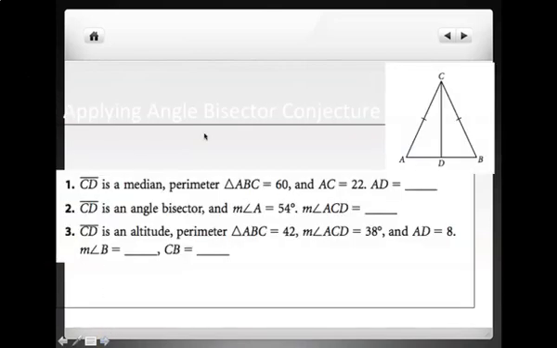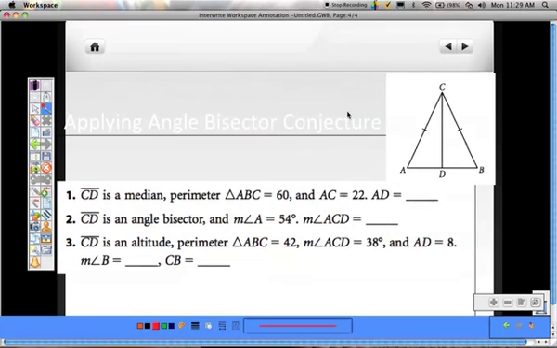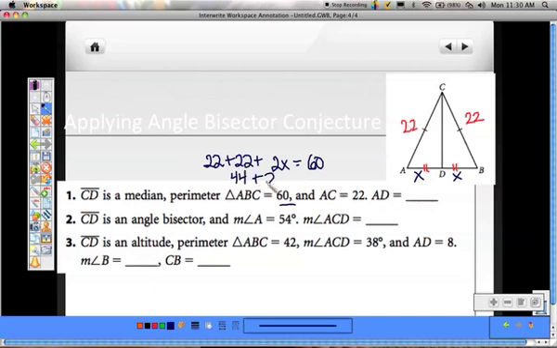So applying this, let's say CD is a median. If it's a median, then these two are the same. The perimeter is 60, and AC equals 22. What is AD? So these would also be 22. These would be the same. And we know it adds to 60, so we're going to add 22 plus 22 plus 2x equals 60, and we'll solve. So we have 44 plus 2x equals 60. Subtract 44 from each side.